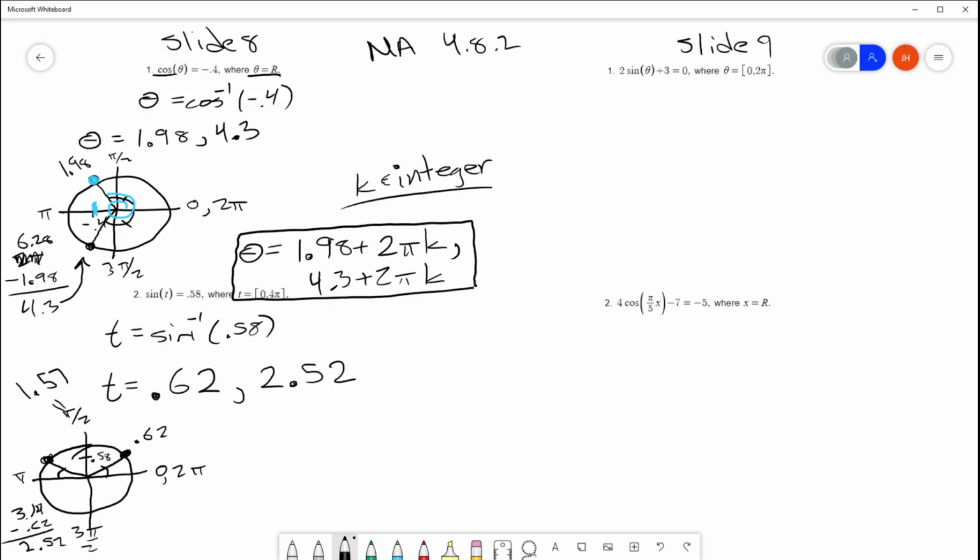Now, let's deal with the fact that there could be more than these two solutions. Because if I do another loop and I end up back at 0.62 with a coterminal angle, then I would also have the same solution.